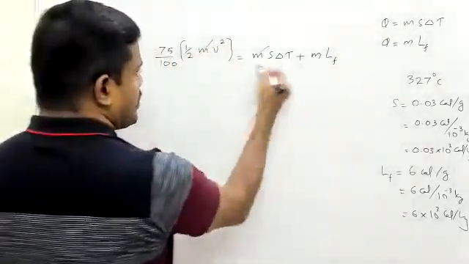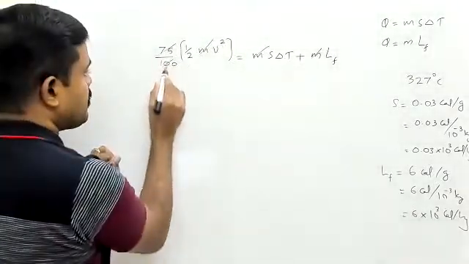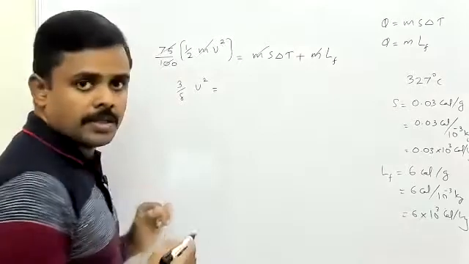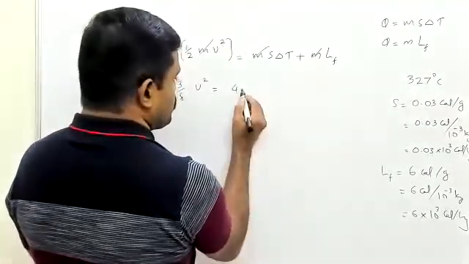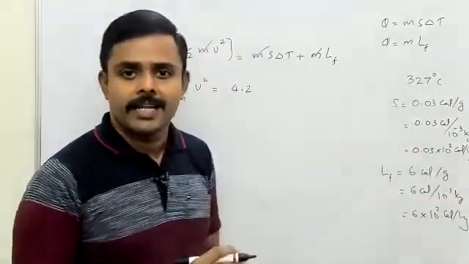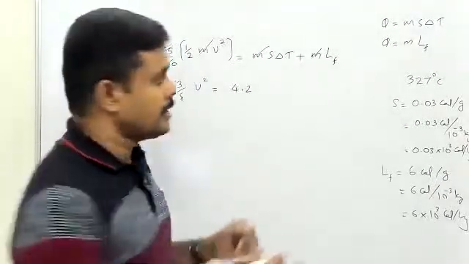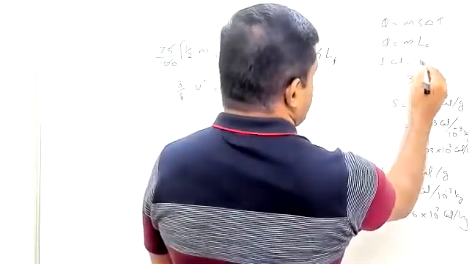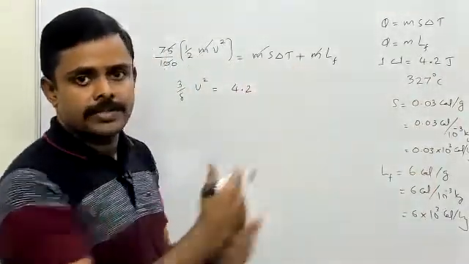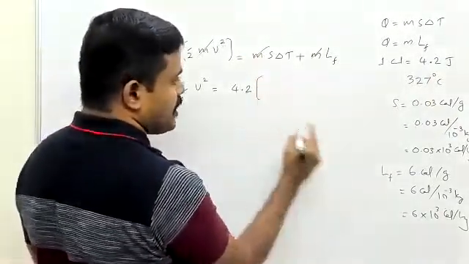I'll get all these m's cut on either side. So I can cut this with 25. This is 3 by 4. With the 2, it is 3 by 8. So 3 by 8 times V square is equal to, I'll multiply the right side with 4.2 because these are in calories per kilogram. I need to convert calories to joules. 1 calorie is 4.2 joules. So I must multiply the right side because it's already in calorie. I need to convert that to joules because everything else is in SI. And 4.2 into specific heat capacity I've written over there.